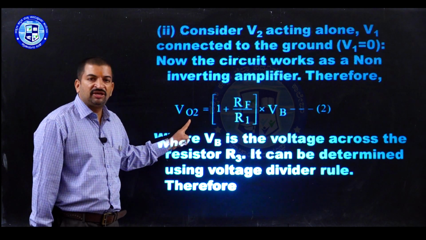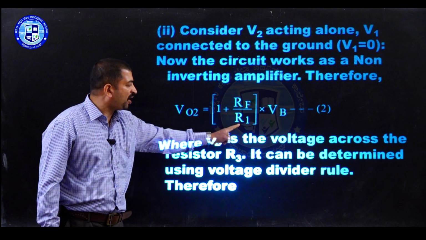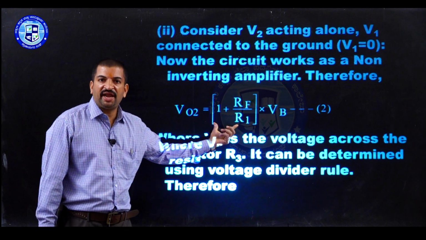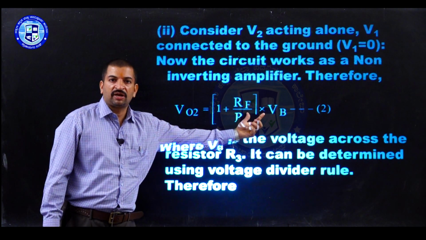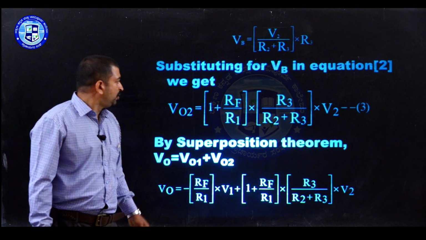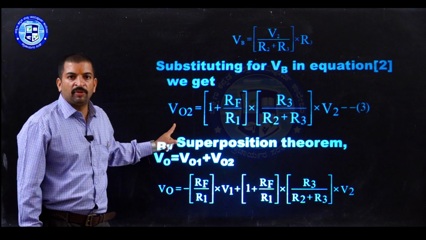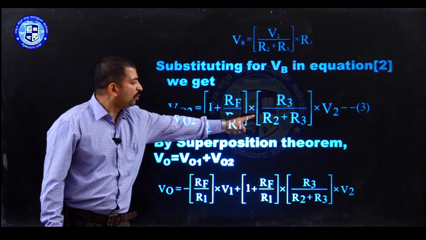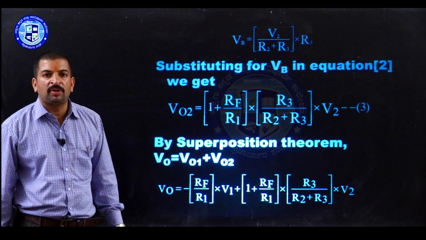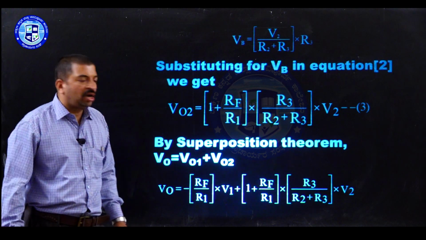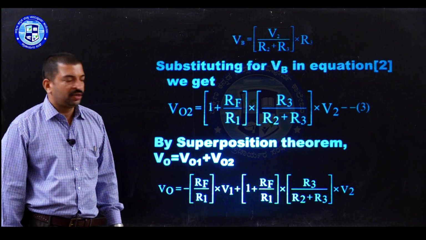Now VO2 is given by the formula 1 plus RF by R1 times VB. 1 plus RF by R1 is the voltage gain and VB is the voltage across the non-inverting input terminal. So VO2 is given by 1 plus RF by R1 times the voltage across the non-inverting input terminal, which is nothing but VB, that is V2 times R3 divided by R2 plus R3.